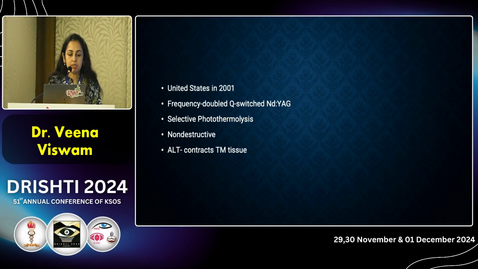This was first introduced in the United States in 2001, and a frequency doubled Q-switched Nd:YAG laser is used. It is a selective photothermolysis which is non-destructive, whereas in ALT it contracts the trabecular meshwork tissue.